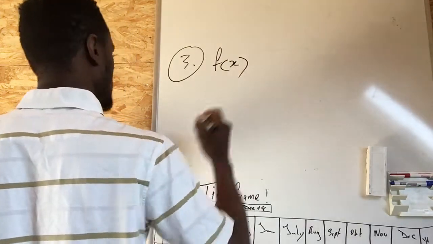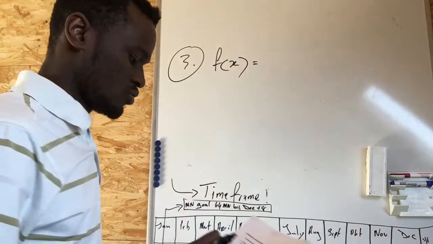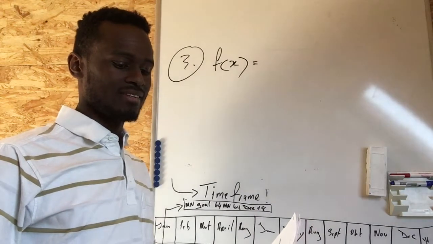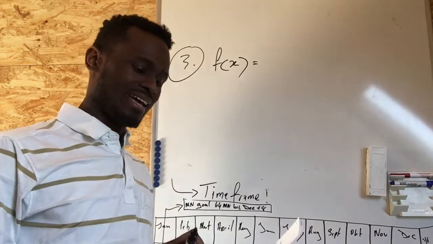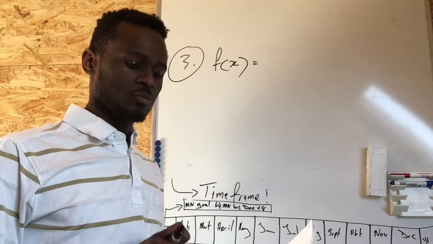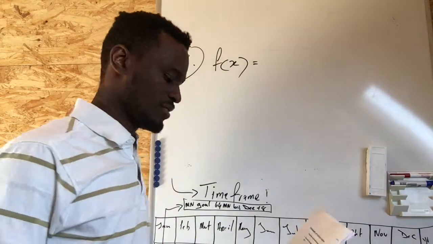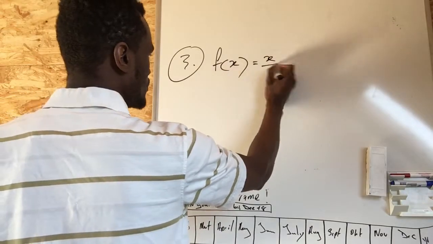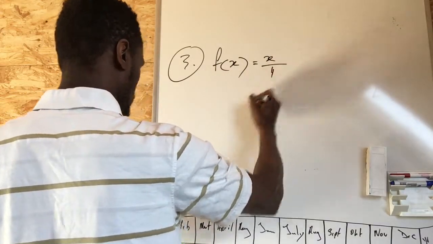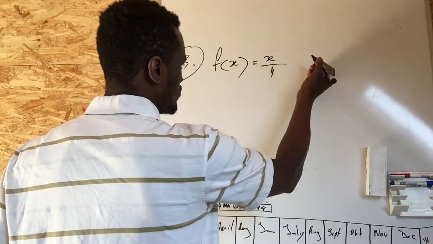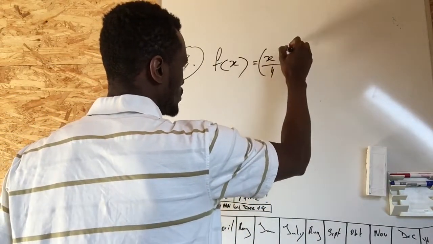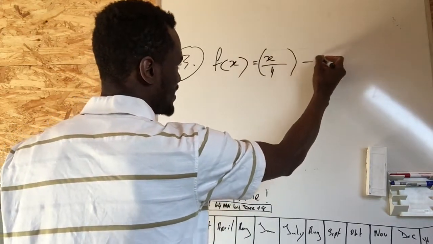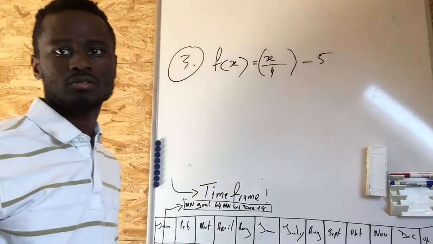So f(x) is equal to, so we say the input x is divided by 4, and then the output should be subtracted by 5. So it's just going to be x, you use the x that is the input, divided by 4, and then this result, so whatever the result is, you're gonna minus 5 of the results.